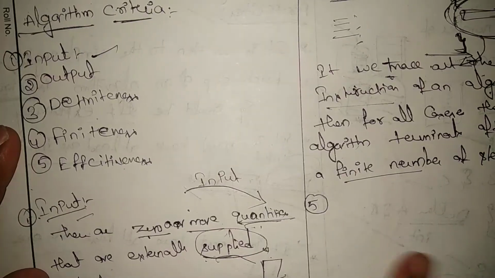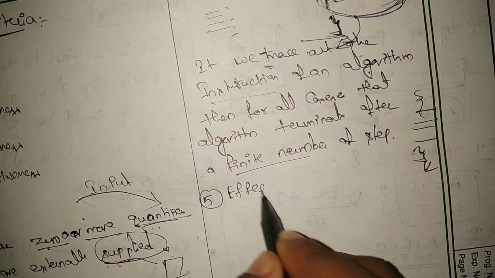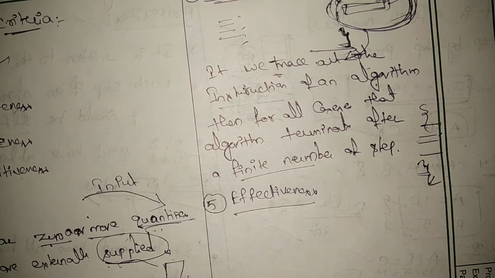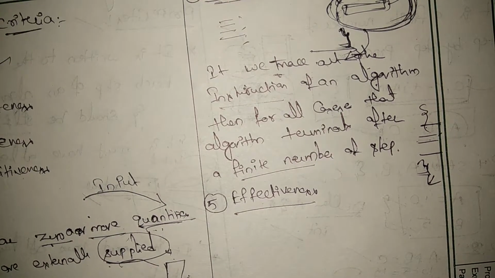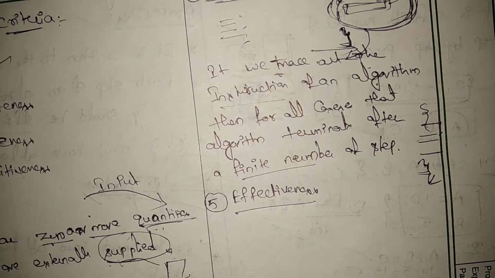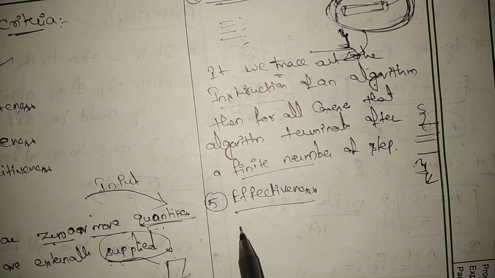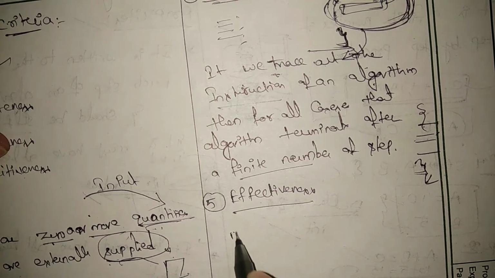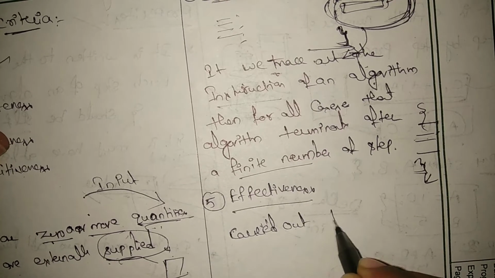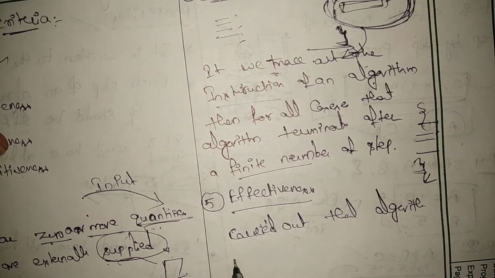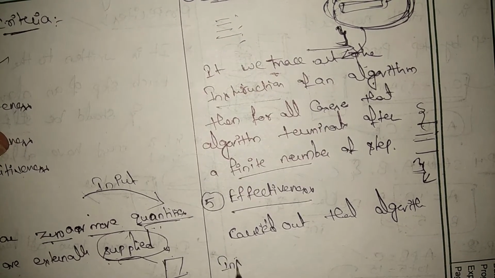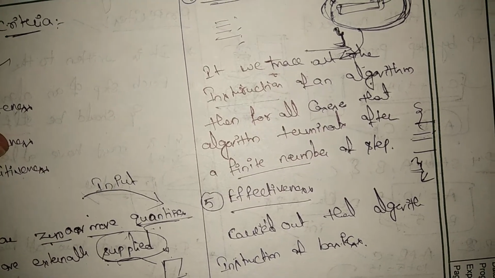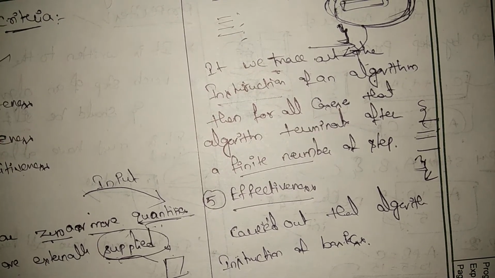The fifth is effectiveness. Every instruction must be basic enough to be carried out, in principle, by a person, easily and anywhere. That means it must be definite and feasible, so it can be carried out. Effectiveness means the algorithm's basic instructions can be carried out.